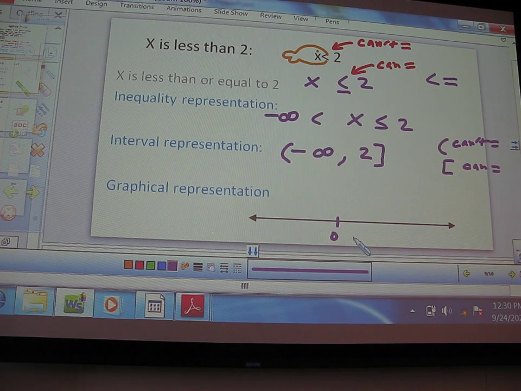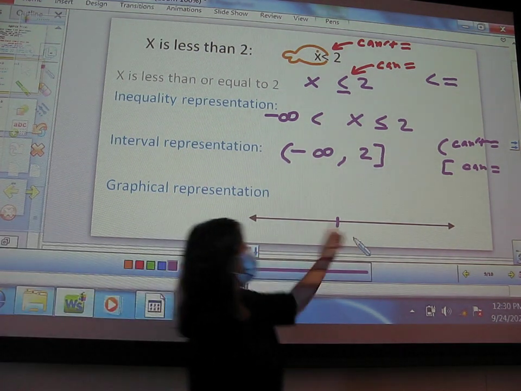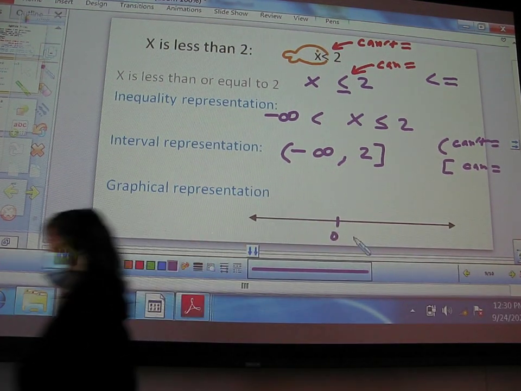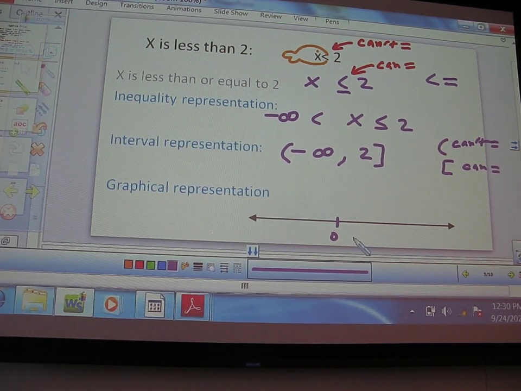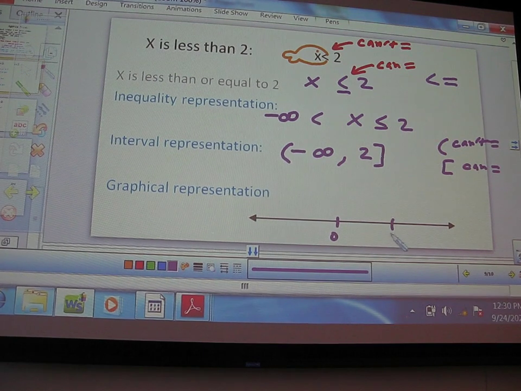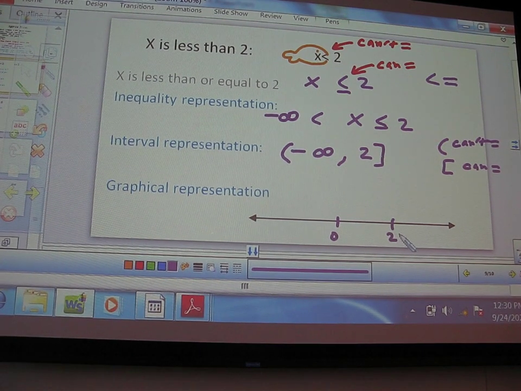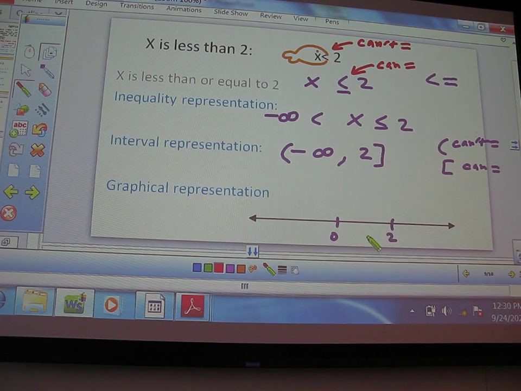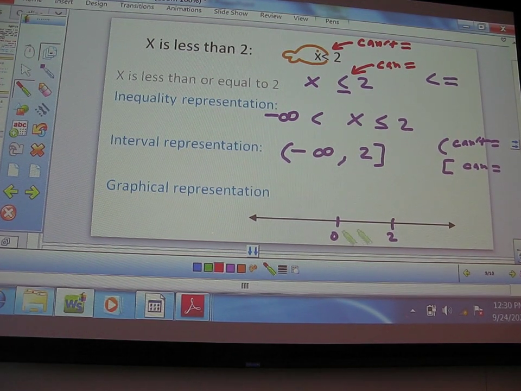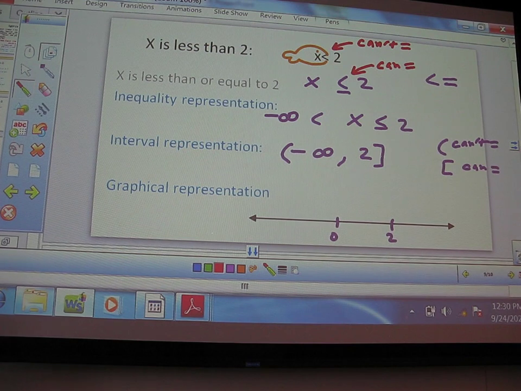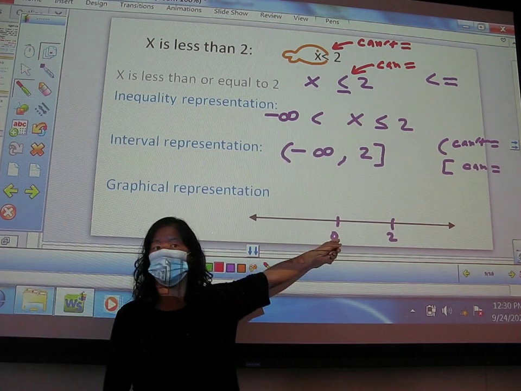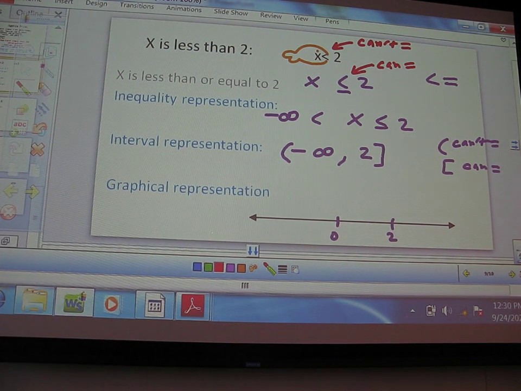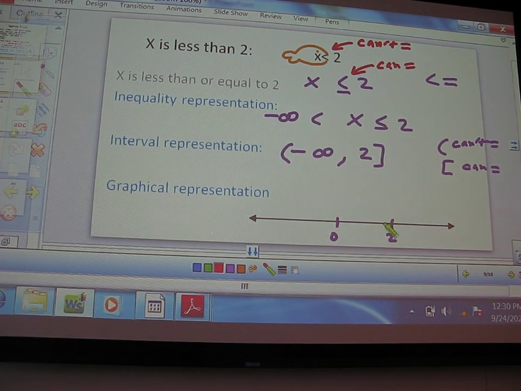Where's 2? On this side or this side? It's over here somewhere, yeah? So I'm marking where 2 is. Pick a spot. Now I am less than 2. What area is less than 2? This side or that side? If you're not sure, pick a number. Is 0 less than 2? Yeah, so that's the side I want. Does that make sense? So I want this part here.